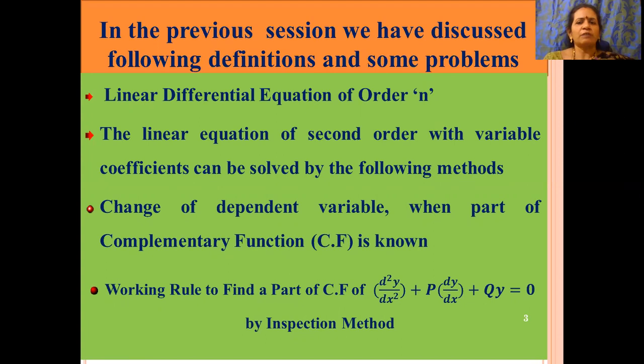In the previous session, we have discussed the following definitions and some problems. Linear differential equations of order n. The linear equation of second order with variable coefficients can be solved by the following methods. We discussed these already in the last lesson. Change of dependent variable when the part of complementary function is known. Next one, working rule to find the part of complementary function of linear equation of second degree with variable coefficients, that is d square y by dx square plus p into dy by dx plus qy is equal to 0, by the inspection method.